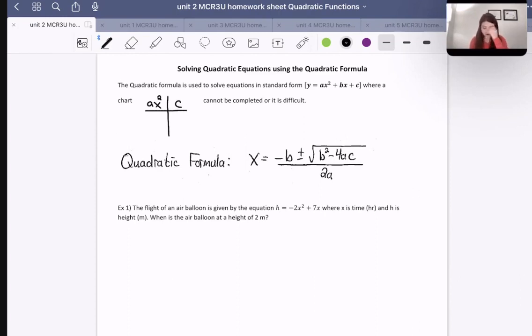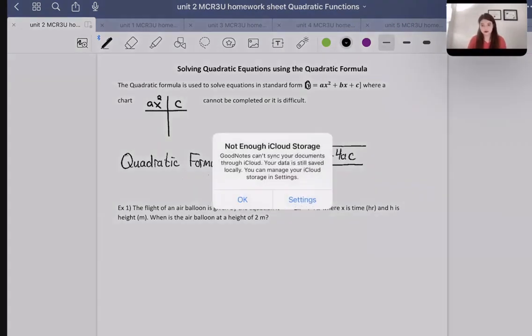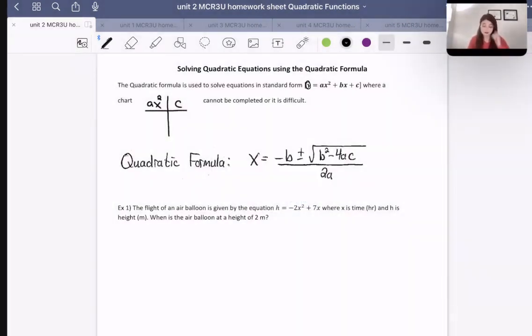The quadratic formula is used to solve problems in standard form when y, or we should really say 0 here, 0 is equal to ax squared plus bx plus c, where the trinomial ax squared plus bx plus c cannot be factored or is difficult to factor. Right? When we're not able to figure out what are two numbers that multiply out to a times c and that add up to b.